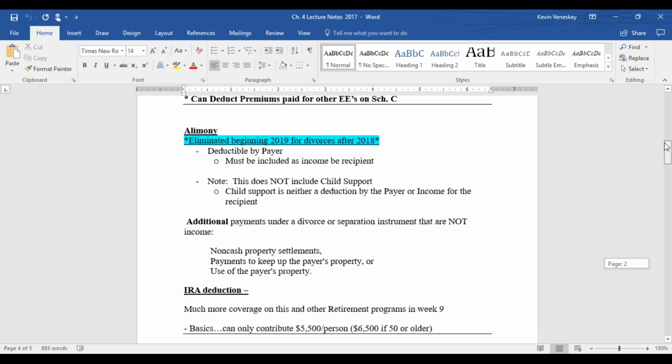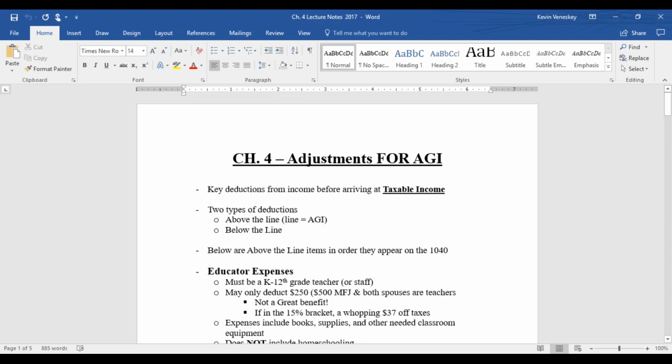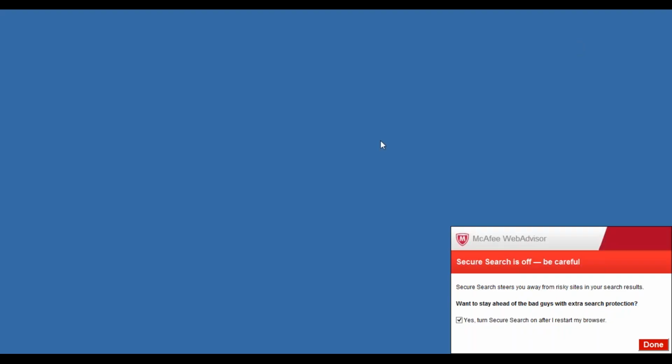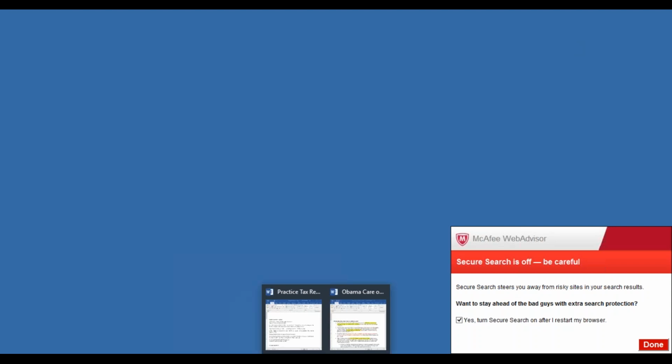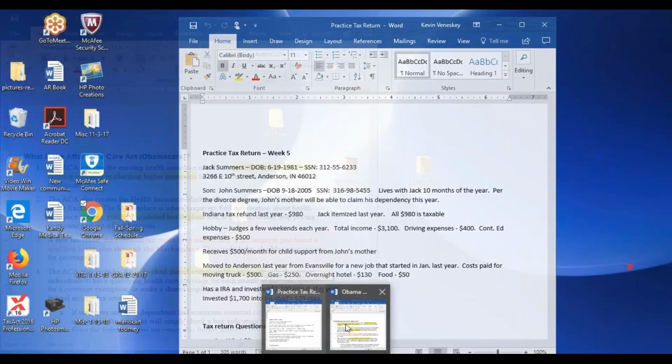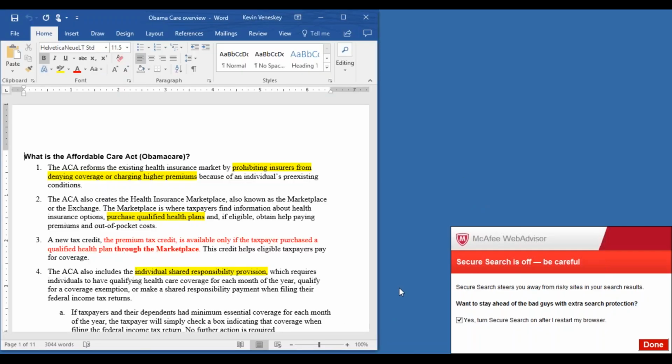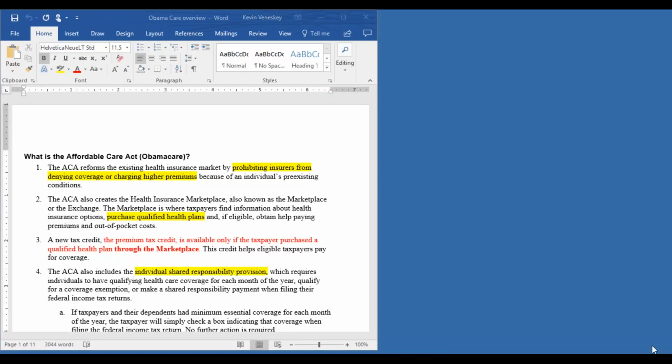All right, that finishes up chapter 4, all of those below the line deductions. The second part of this lecture I did want to look at, and we'll take about the next 10 minutes and look at the Obamacare healthcare rules that are still going to be in effect for not only the 2017 tax year, but also the 2018 tax year. The going away stipulation doesn't start until the year 2019.